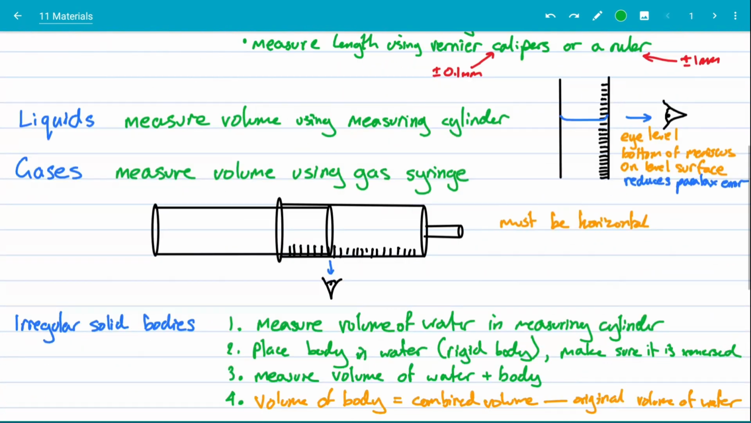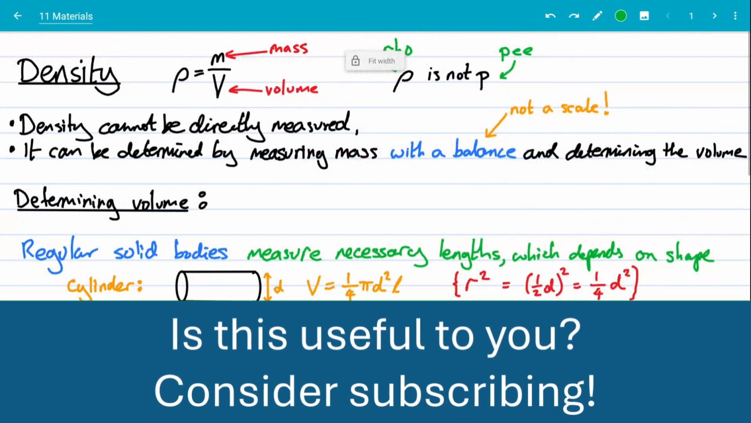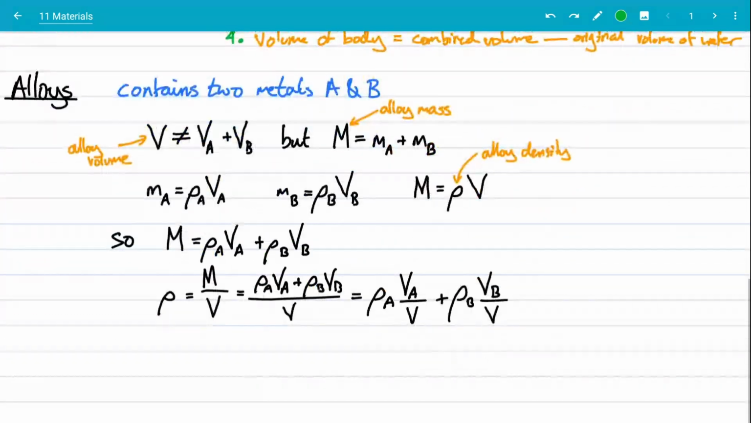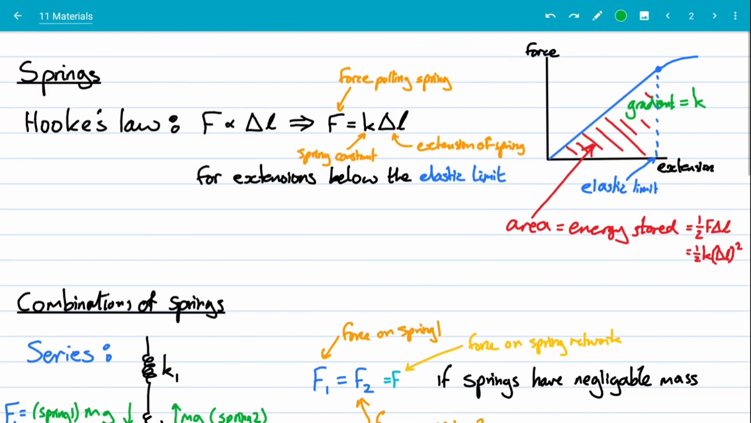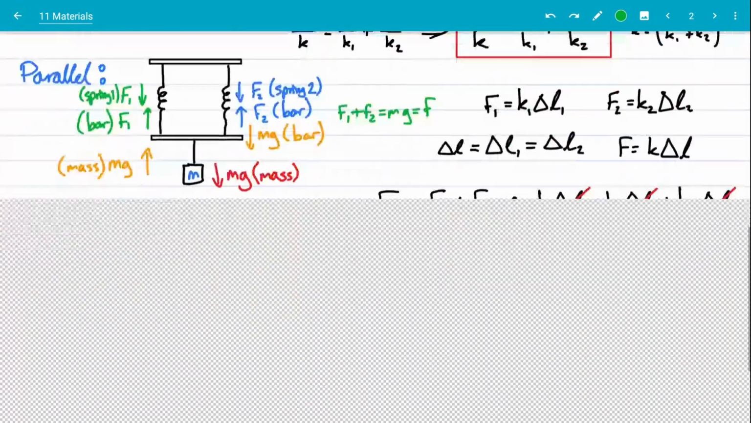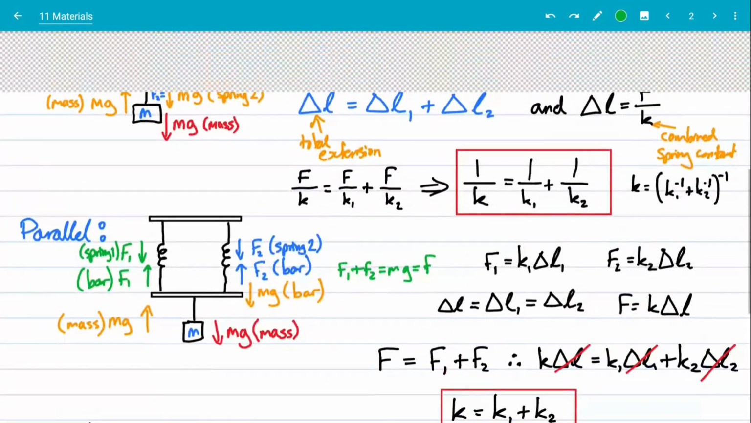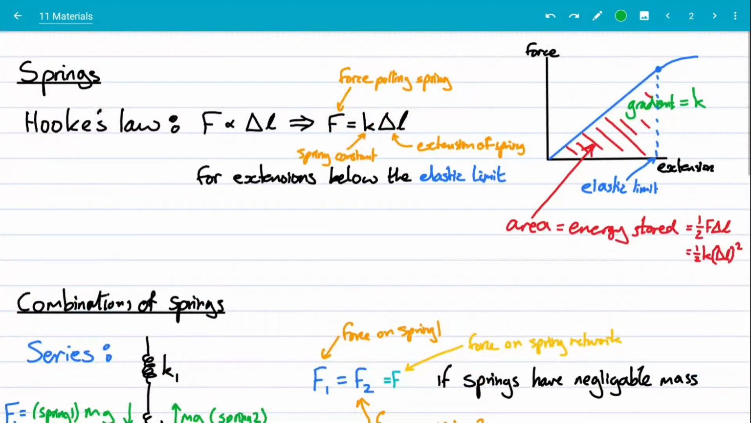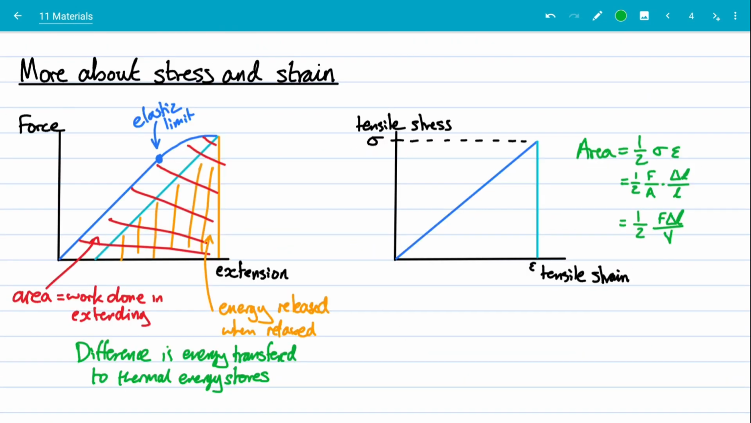When was it? Was it the lesson before that? Might not have been. That was all about density, wasn't it? So when did we discuss this? Energy, energy, energy. Maybe we didn't discuss it this time. Oh no, there it was. All the way over here, we talked about the area of a force versus displacement graph. Extension is displacement, and therefore half times F times delta L was the energy stored in the spring.